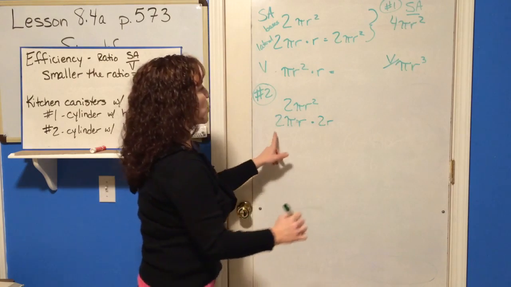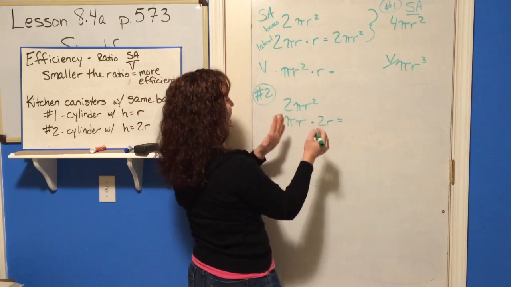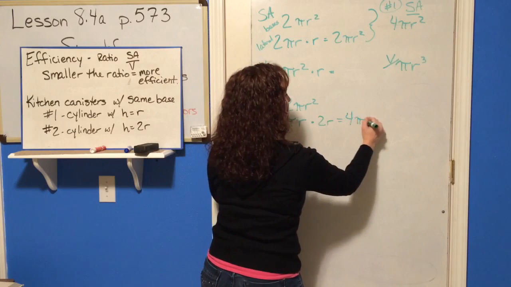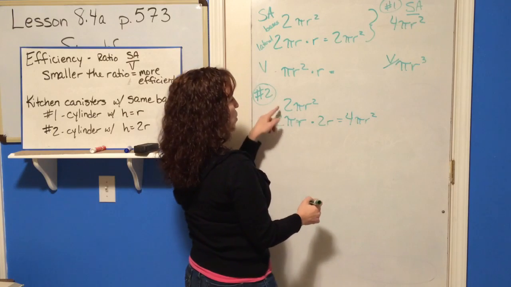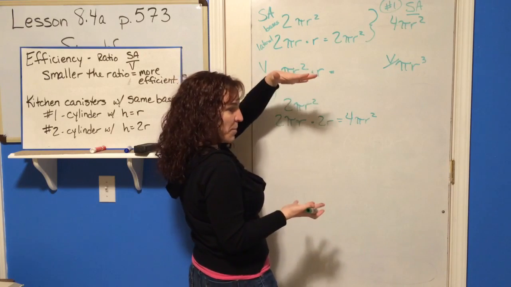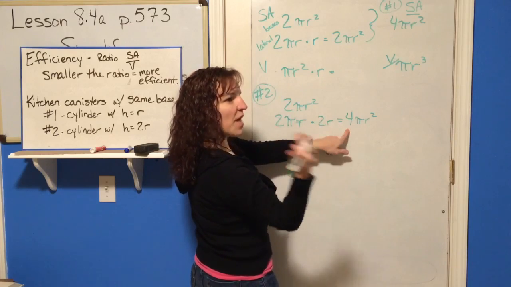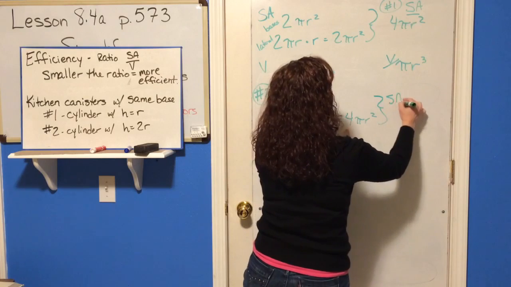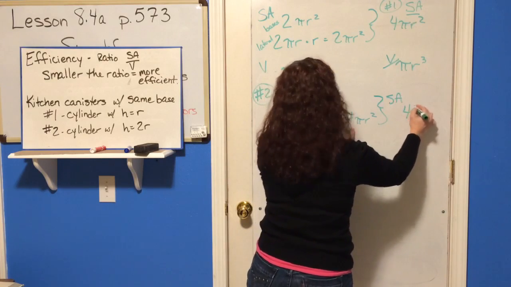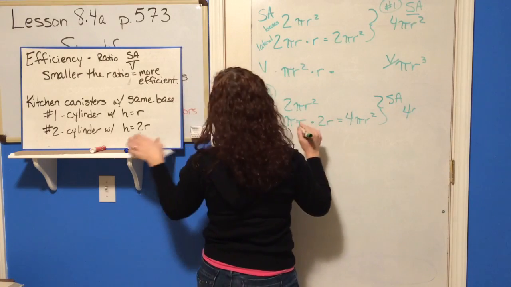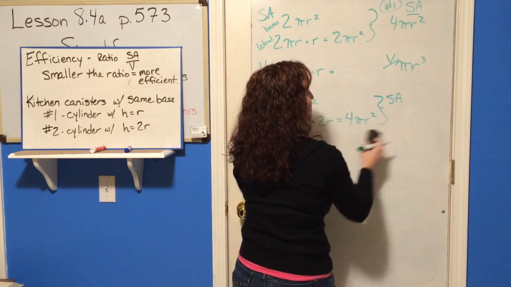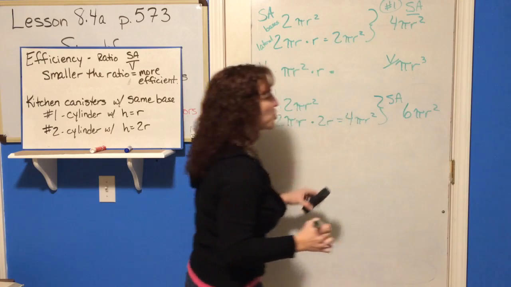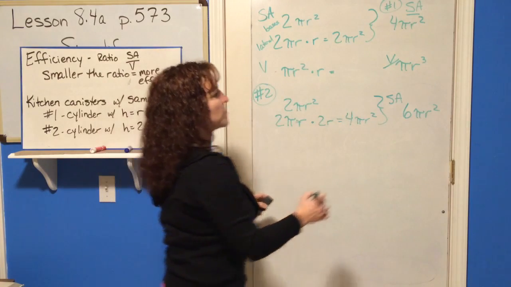So now this lateral area is 2 times 2, which is 4 pi r squared. So we've got 2 pi r squared for the top and bottom, and 4 pi r squared for the wrapper. And so together, the surface area is going to be 4 plus 2. 4 plus 2 is 6. 6 pi r squared. So there's our surface area of number 2.